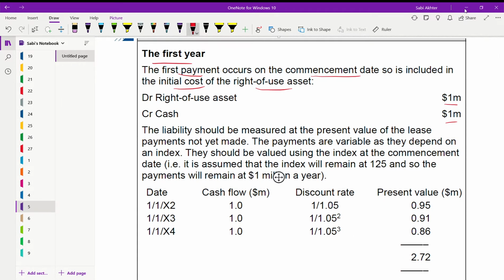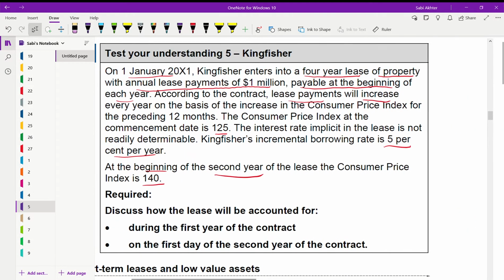Liability should be measured at the present value of the lease payments not yet made. The payments are variable, you see, as they depend on an index. They should be valued using the index at the commencement date. It is assumed that the index will remain at 125 and so the payment will remain at 1 million a year. Let us again go to the question to understand the CPI. Okay, so for the first year, it is 125 only for the 12 months. The first year of the contract, it is 125.